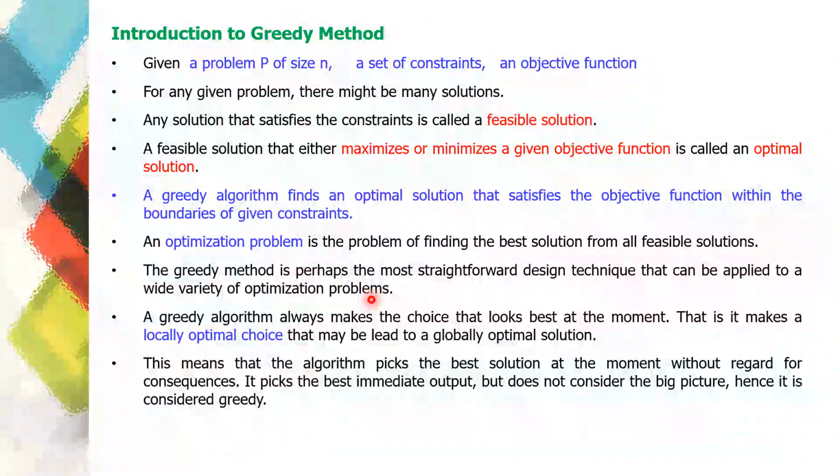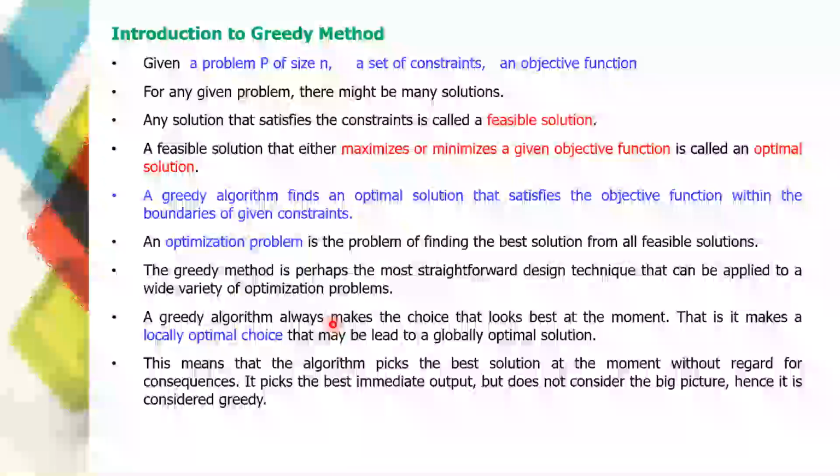And what is an optimization problem? An optimization problem is the problem where you are going to find the best solution from all the feasible solutions. You may have many solutions, some of them will be feasible, and among all the feasible solutions, one of them will be the best. Finding such a best solution from all feasible solutions is called an optimization problem. And greedy method is most popular for solving optimization problems. Now, what does a greedy method do? Why is it called greedy?